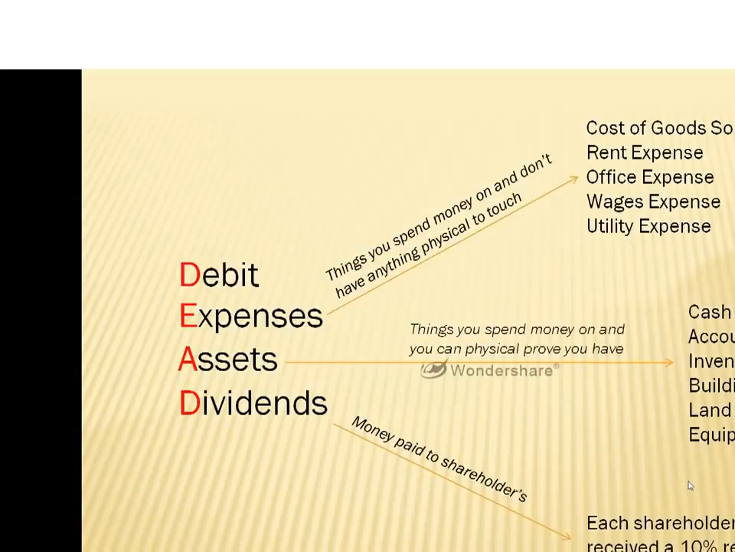Now as we look at these expenses, assets, and dividends, you can see that I have spelled the word DED. DED stands for debits: expenses, assets, and dividends. So these three accounts, expenses, assets, and dividends, will always have a debit balance.